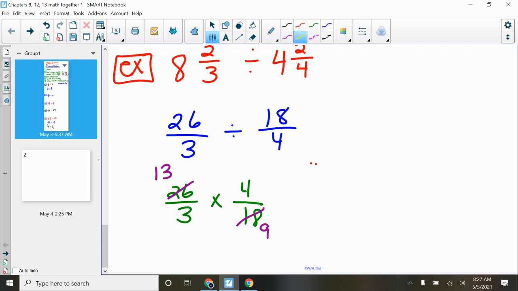So at the top I've got 13 times 4. Max, what's 13 times 4? 52. 13 times 4 is 52. What's 9 times 3, Max? 27. It is 27, okay? How many of you have 52 over 27?